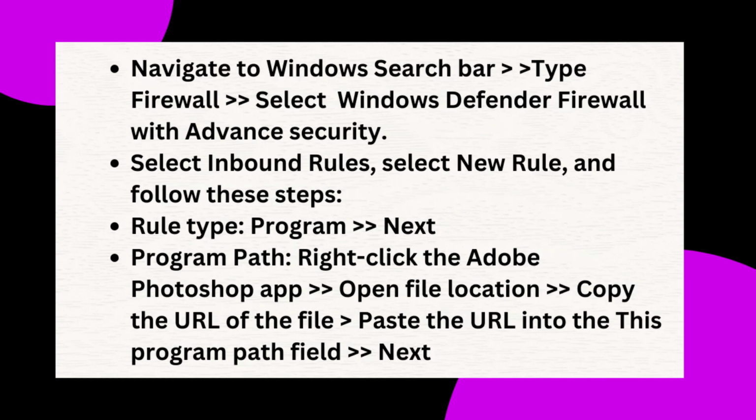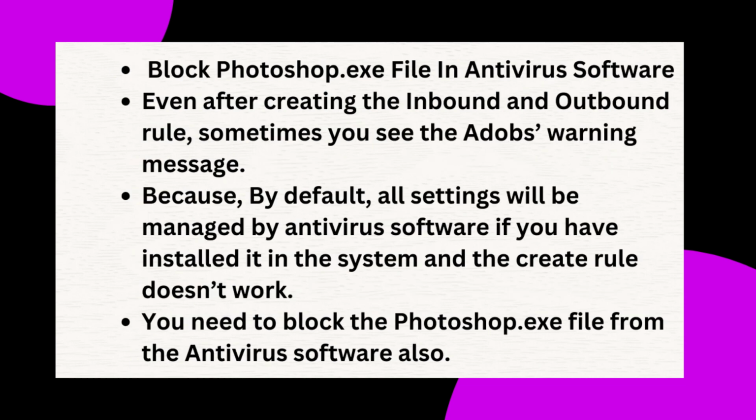Navigate to the Windows search bar and type firewall, select Windows Defender Firewall with Advanced Security and select the inbound rules. Select new rule and follow the steps. Rule type program, next, and program path. Right click the Adobe Photoshop app, open the file location, copy the URL of the file and paste the URL into this program path field, next, and block the photoshop.exe file in antivirus software.